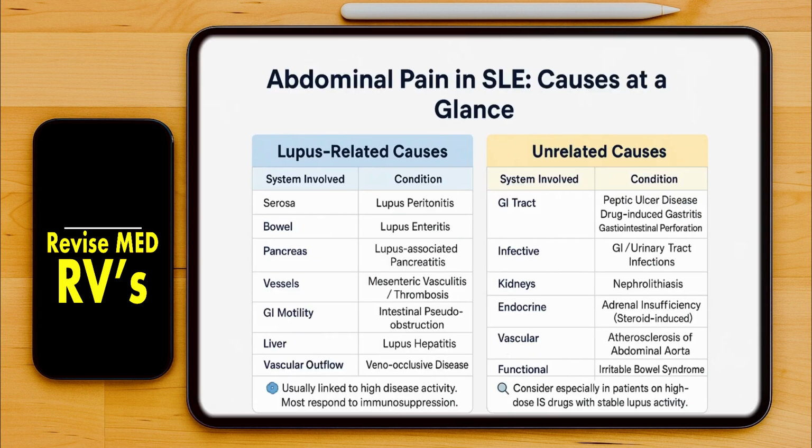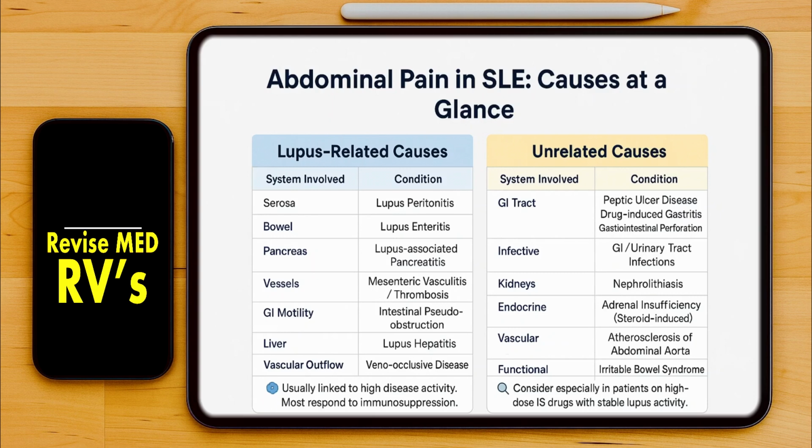So let's look into the causes of abdominal pain in SLE. It can be divided into lupus related causes and lupus unrelated causes. Most of the lupus related causes will usually be associated with high disease activity and will respond to immunosuppression, of which the most dreaded complications associated with lupus related abdominal pain are mesenteric vasculitis, mesenteric thrombosis, lupus associated pancreatitis and lupus enteritis. One of the most important is lupus enteritis, and the other causes can be lupus peritonitis, pseudo-intestinal obstruction, veno-occlusive diseases, Budd-Chiari syndrome, and lupus hepatitis.